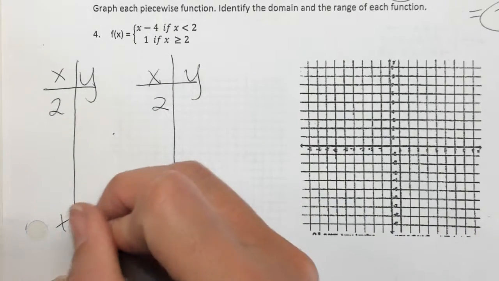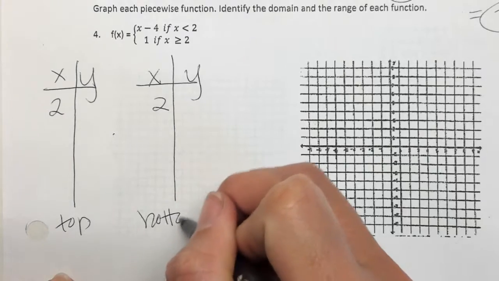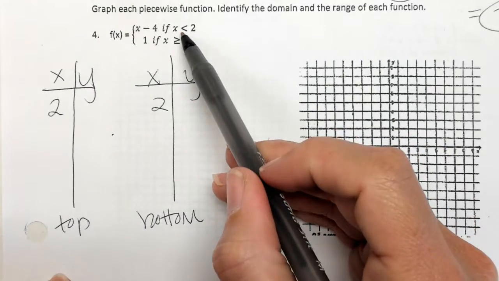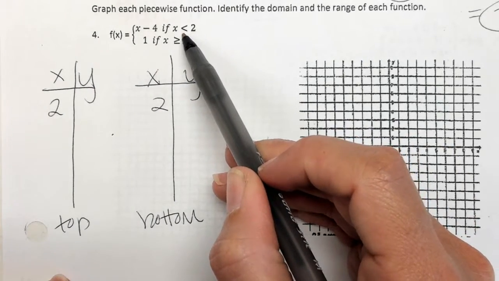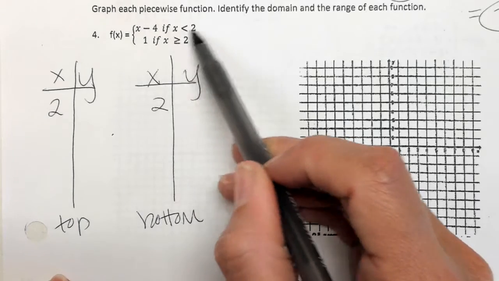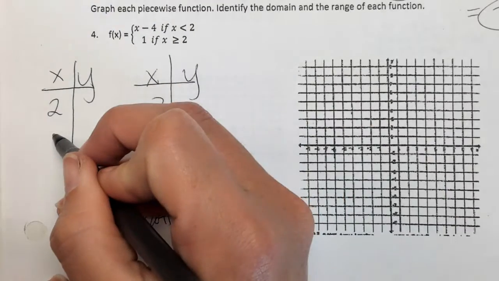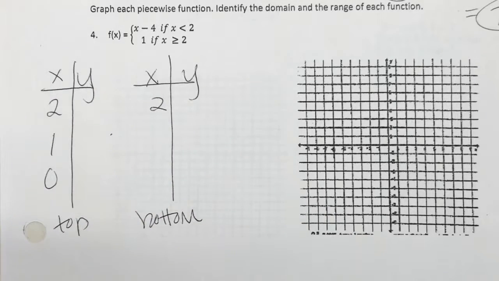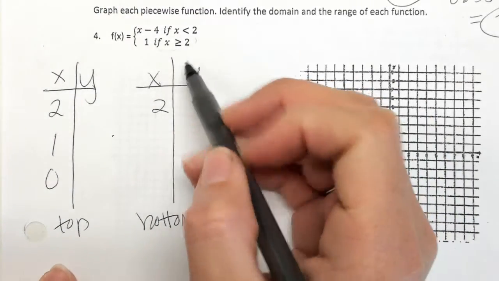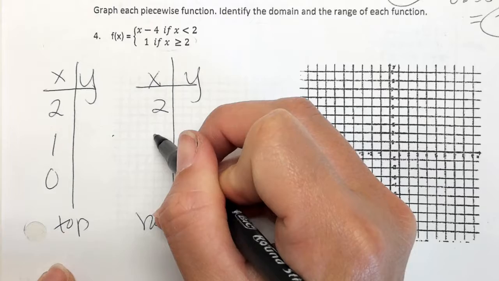Now, for this top piece, the rest of the values need to be what? Less than 2. So give me 2 of them. 1, 2. Alright. I only want you to have 3 for each for the test too. Okay? And then for the second piece, they need to be greater than 2, so give me 2.